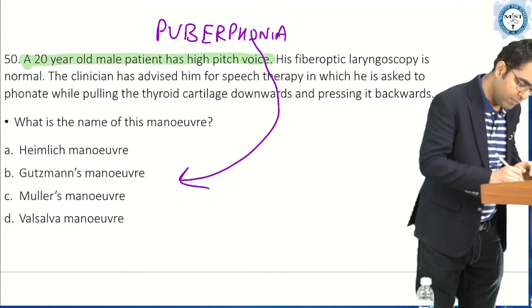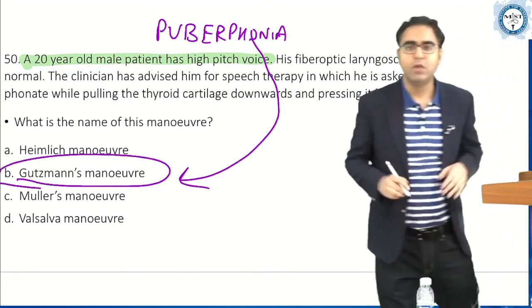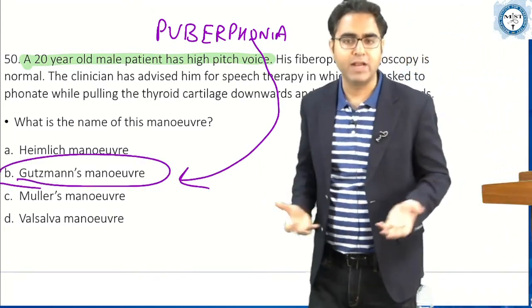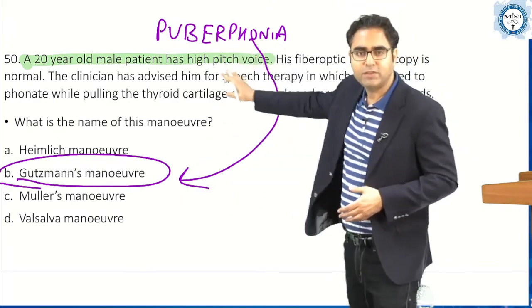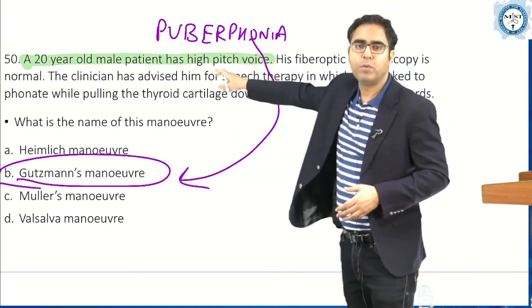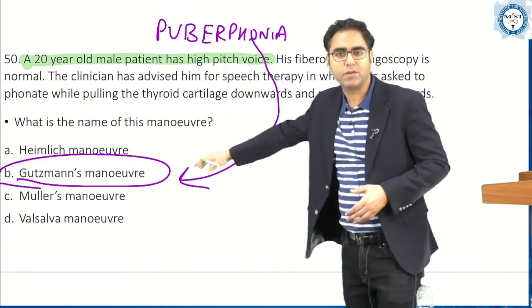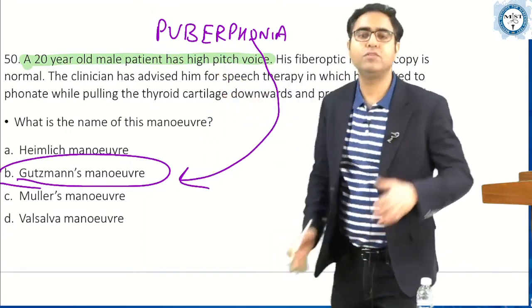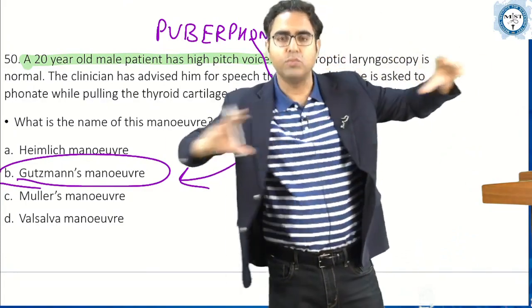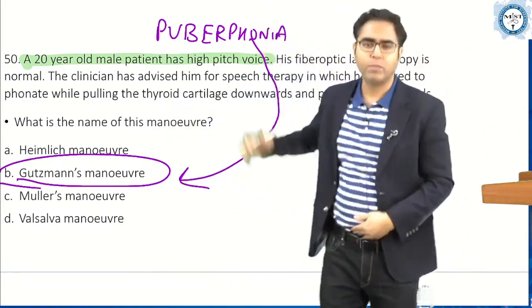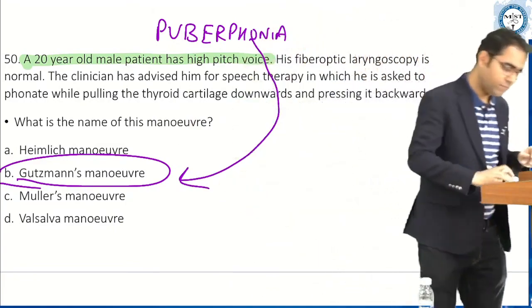It is the Gutsman maneuver, beta. Remember, Gutsman. Oh man, have guts, speak like a man. Puberphonia, Gutsman maneuver. Can you see it's such a big statement written? But if you know puberphonia, Gutsman maneuver. A lot of times these 3-4 liner questions are one liners only, but they are expanded to make a story.